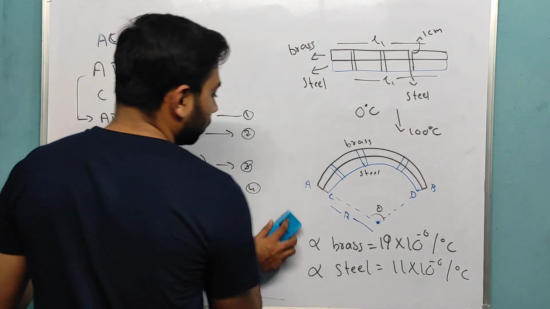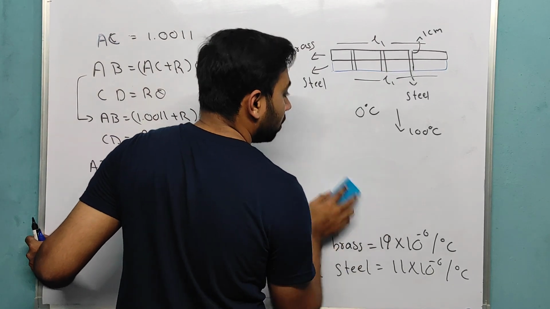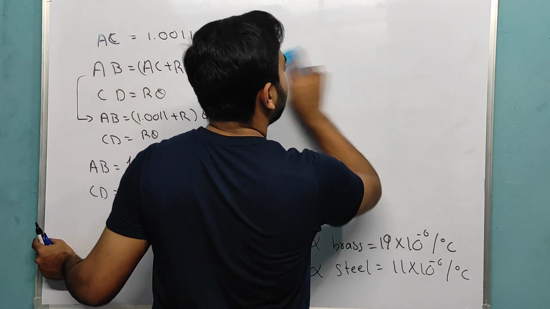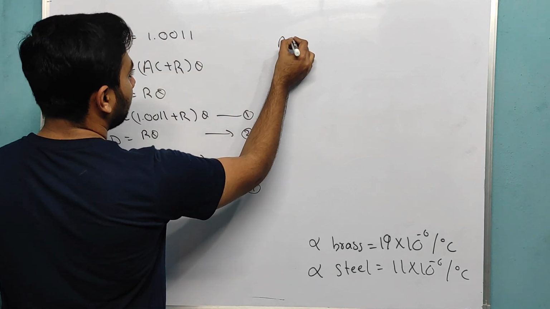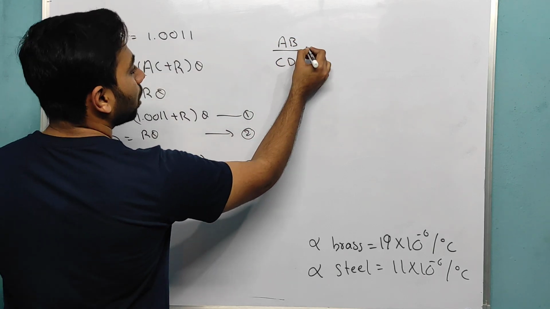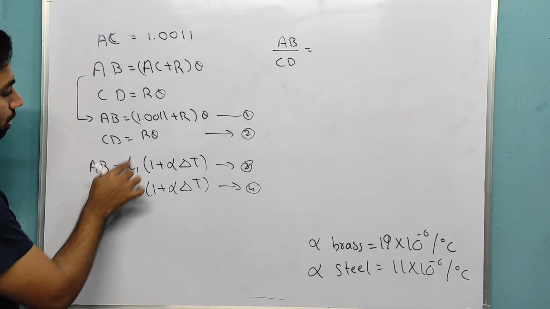Right. Now after that, let me clear this. Once I clear this, now divide AB by CD. I can divide by two methods, one this one and one this one.